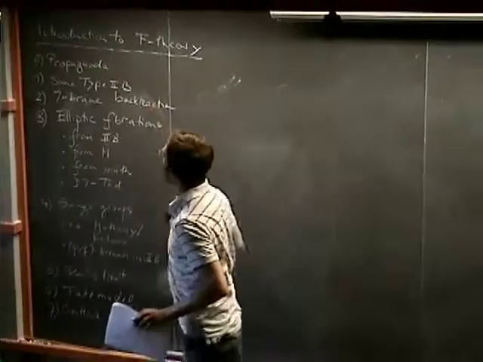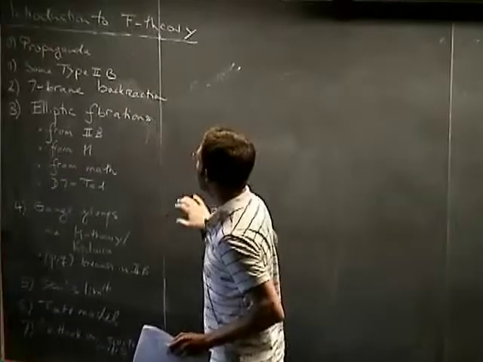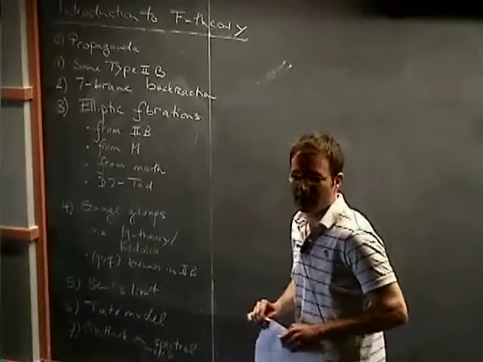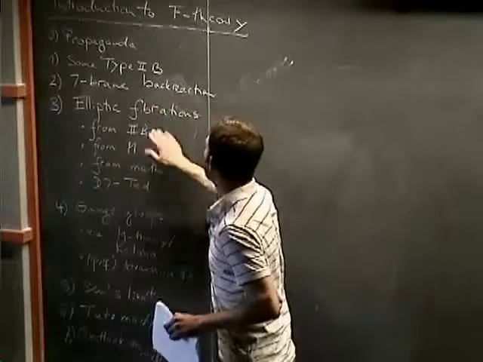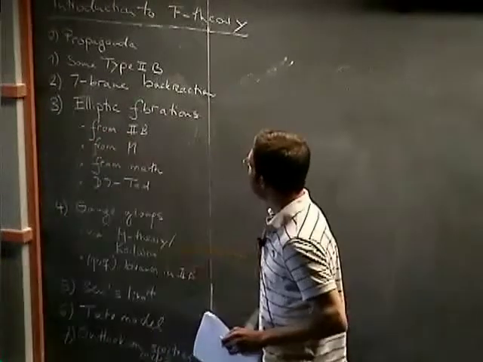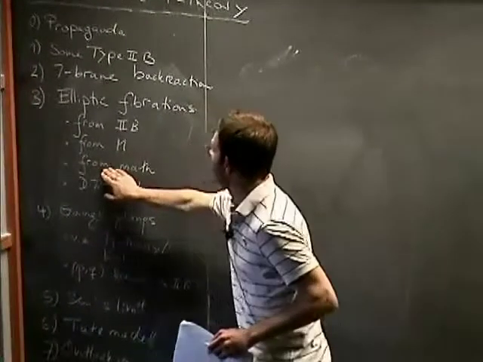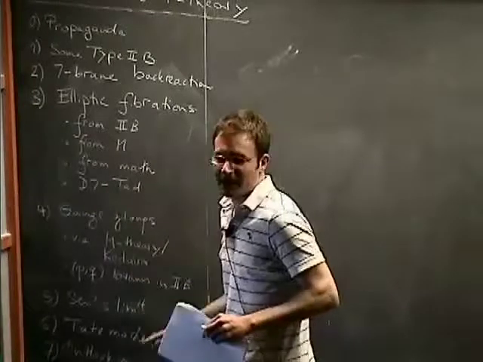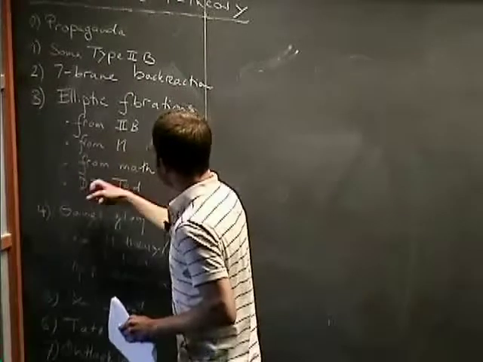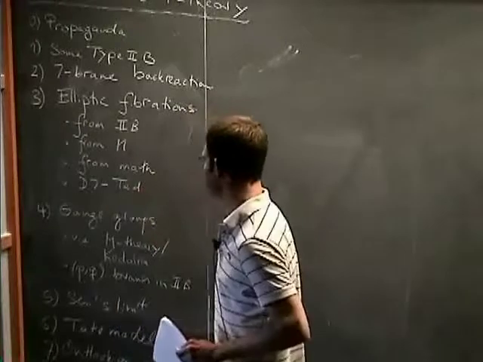After the unavoidable propaganda, I will review some very basic facts about type 2b orientifolds, and in particular point out the problem of the 7-brane back reaction in type 2b orientifolds, which then leads us to the concept of elliptic fibrations, in principle from the type 2b perspective, but which can be motivated also by duality with M-theory. Then I will try to discuss a little bit about the mathematics, again very low-key, of these elliptic fibrations, of the underlying Weierstrass model, and show one very cute application in terms of the D7-brane tadpole in F-theory.